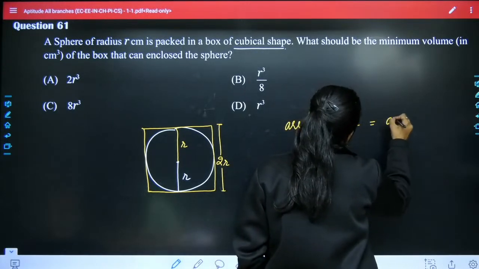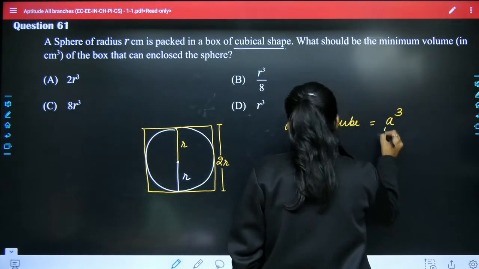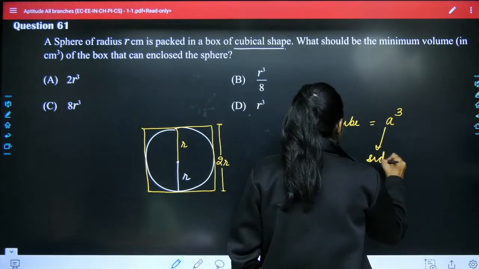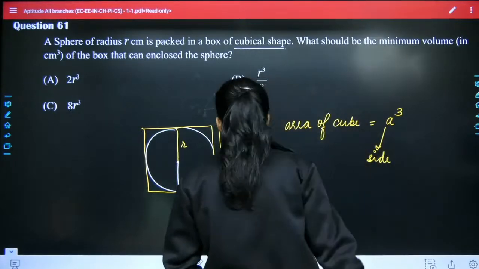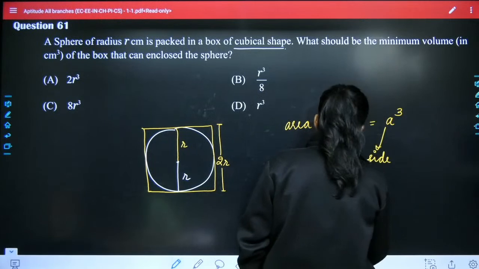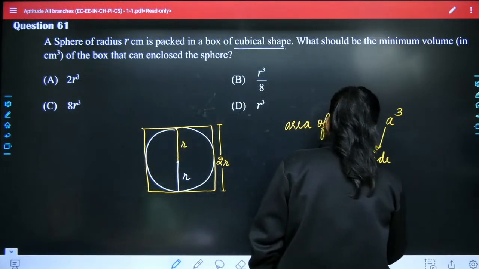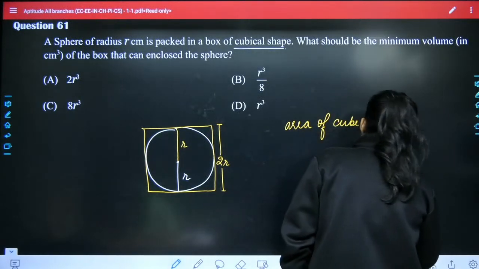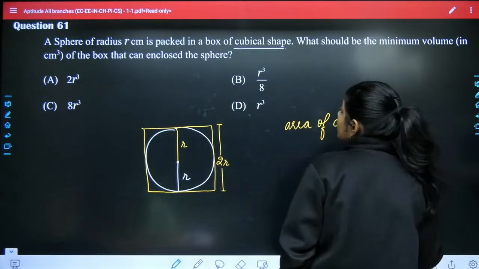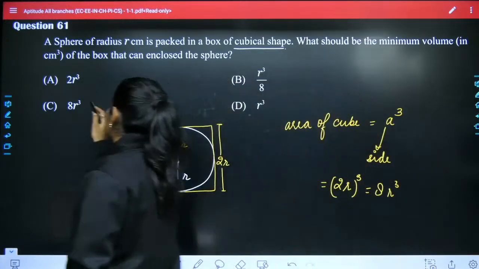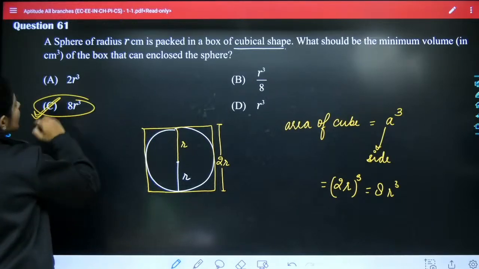And the area of cube is nothing but a cube, where a is the side of the cube. So the side of the cube is 2R. That means we need to calculate (2R) cube, which equals 8R cube. That means option number C is correct.